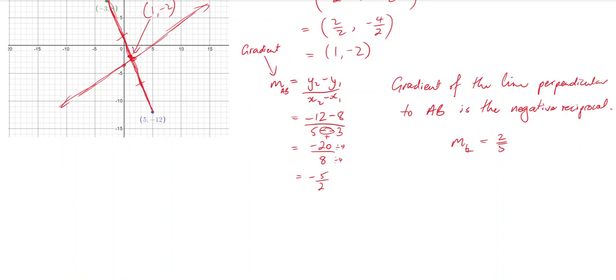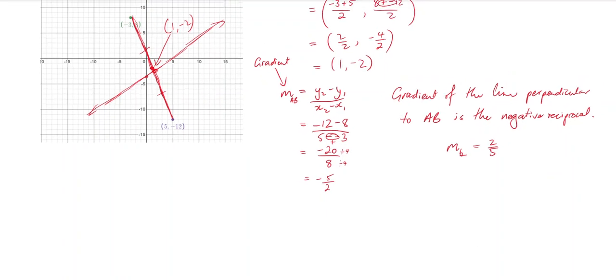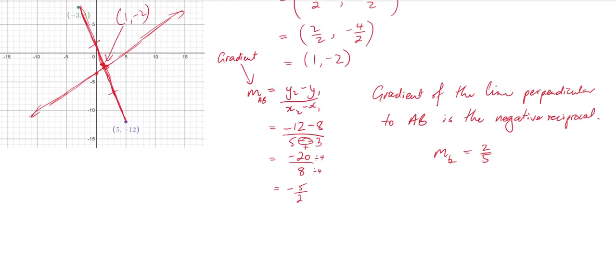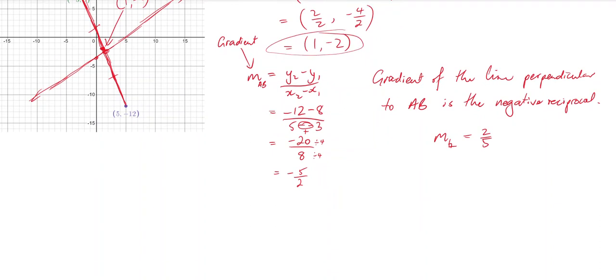So now we've got little bits of information that we're going to use then to work out the equation of that line. Okay, so we've got the gradient and we know at least a point on the line, which is the midpoint here. So we're now going to use the equation of a line formula, y minus y1 equals m(x minus x1), to work out the equation of that line. So let's go and stick all that in.